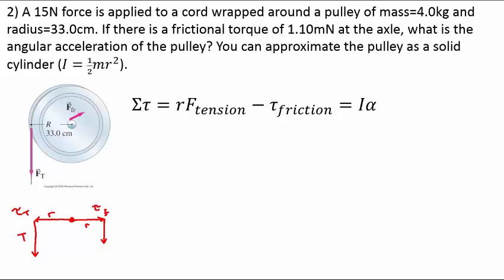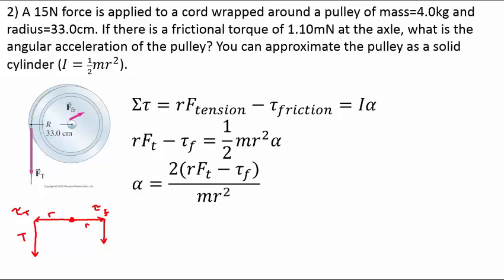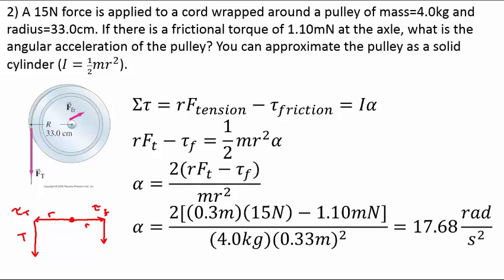So the sum of the torques is going to be R times the force of tension, that's a positive number, it's going in the counterclockwise direction, minus the torque of the friction, and that has to equal I times alpha. If we go ahead and plug in our I, which we know is 1/2 mr squared, and solve for alpha, we get this equation. And then all we're going to do is plug in the numbers and go to town with a 17.68 radians per second squared acceleration.